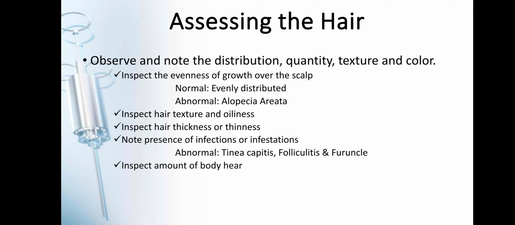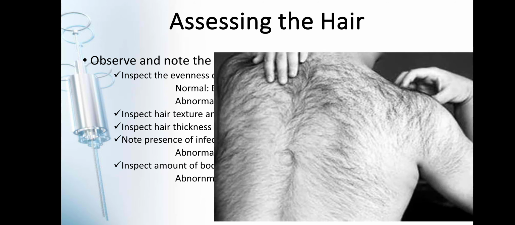Okay? So, inspect amount of body hair. Sorry, this is body hair. Okay. So again po, yung pag-assess ng hair is hindi lang po yung hair sa scalp, but also the body hair. So you inspect for the body hair. So abnormal is hirsutism. So yan yung mga sobrang dami ng kanyang hair sa katawan. So hirsutism po ang term natin dyan, no?